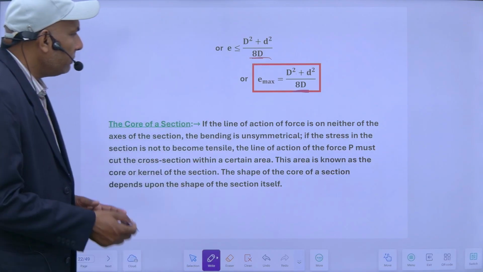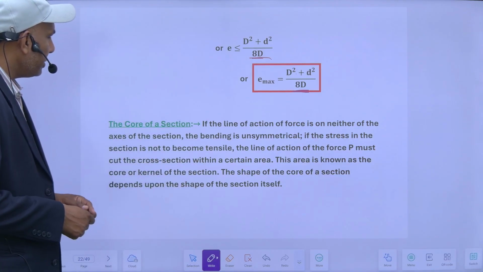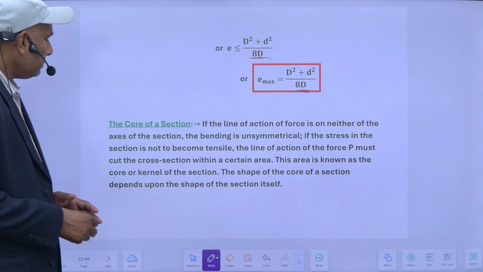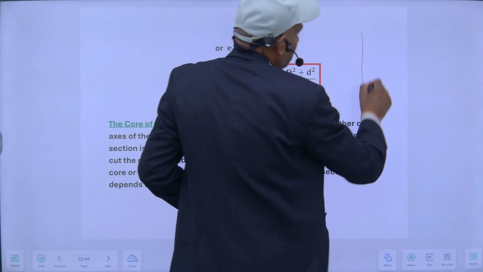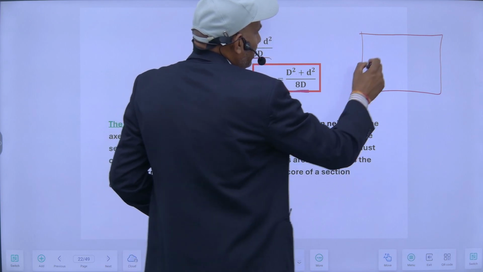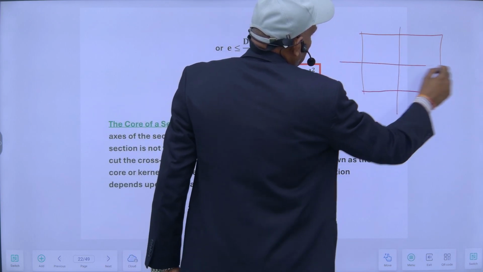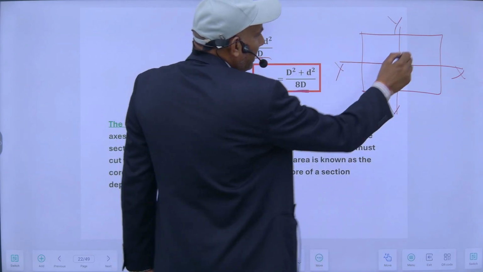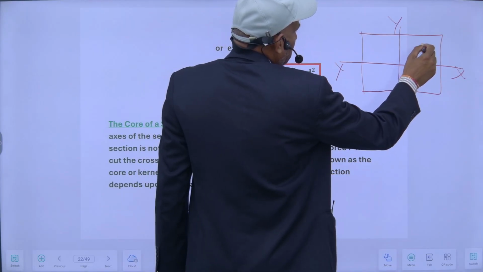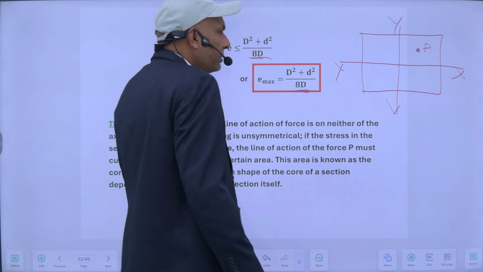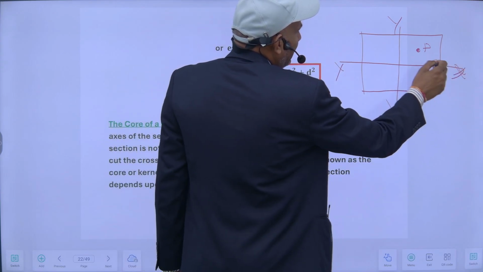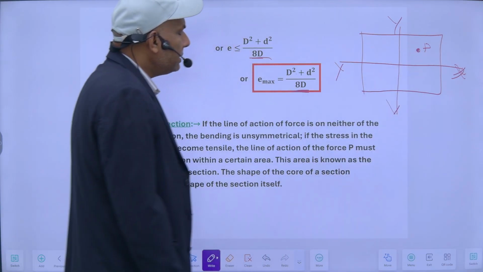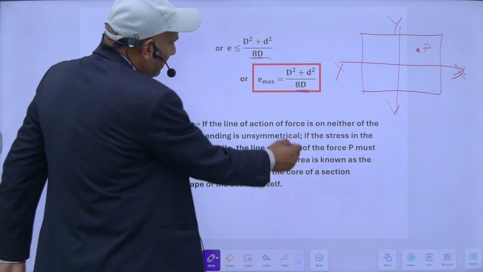If the line of action of the force is not on either of the axes of the section, the bending is unsymmetrical. Suppose this is my section, this is the x-axis, this is the y-axis. Suppose my load is acting here. So this is not on either of the axes. It is neither on the x-axis nor on the y-axis. It is acting here. So in this case, my bending will be unsymmetrical.